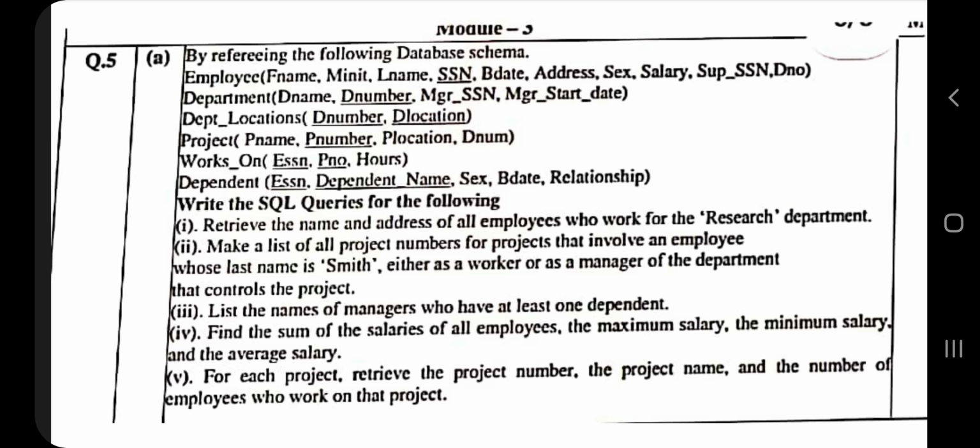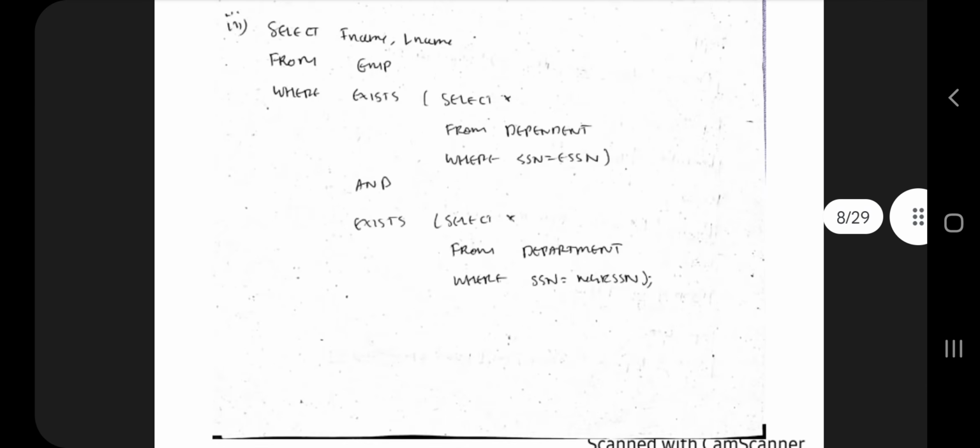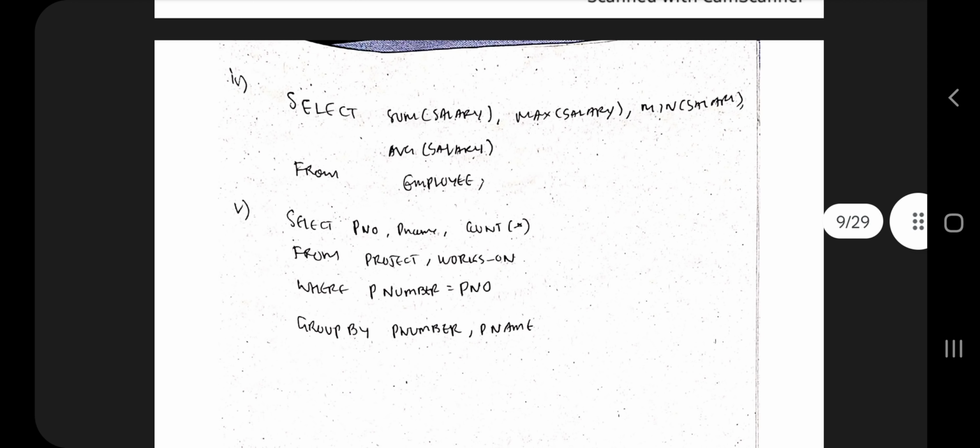The next one is a pretty simple one. Find the sum of salaries of all employees. Find the sum of salaries. Sum of salary, how you will find out? Sum salary. Okay, the next is maximum salary, minimum salary, and average salary. So those are the aggregate functions, easily you can write. Let's see what is the answer. In the answer we have sum salary, max salary, min salary, average salary from employee.